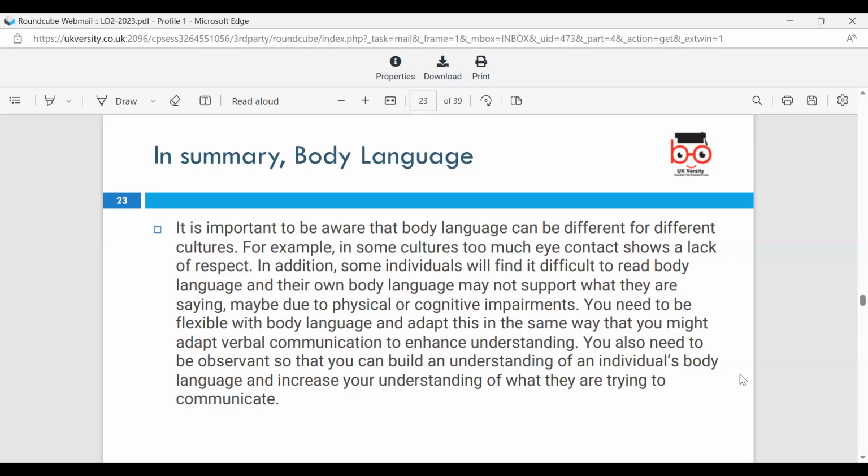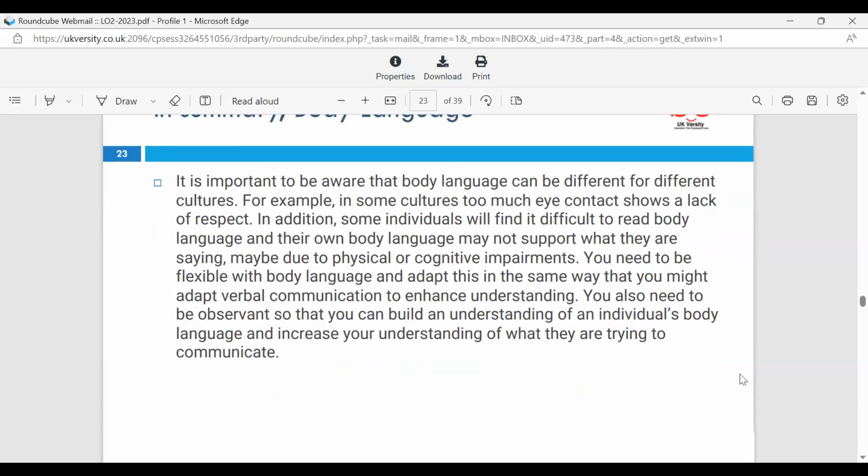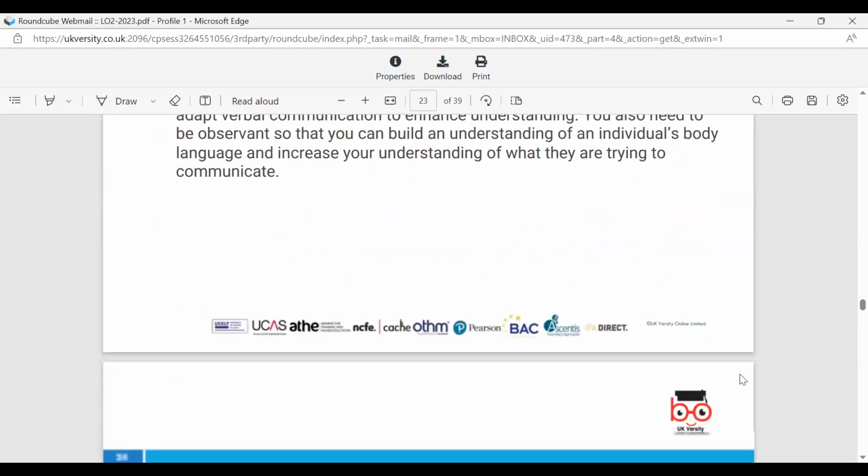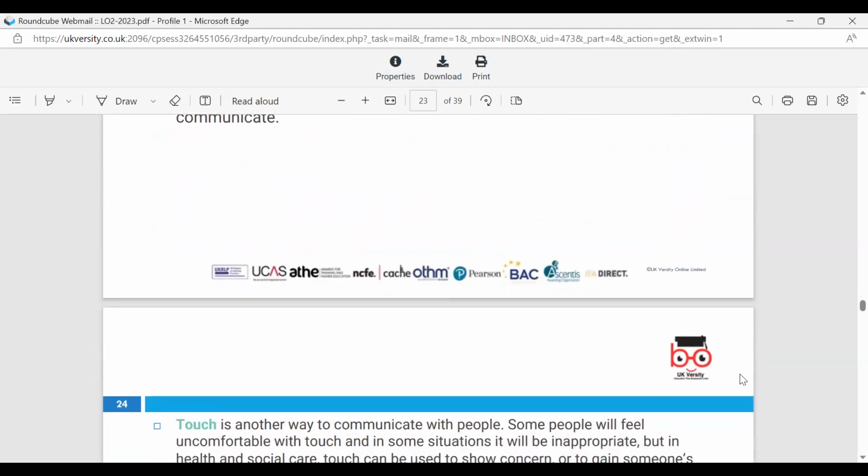You need to be flexible with your body language and adapt this in the way that you might adapt verbal communication to enhance understanding. You also need to be observant so that you can build an understanding of the individual's body language and increase your understanding of what they are trying to communicate. Also, like we mentioned, in some cultures, why is it important to respect others' cultures? Why do you think it's so important?